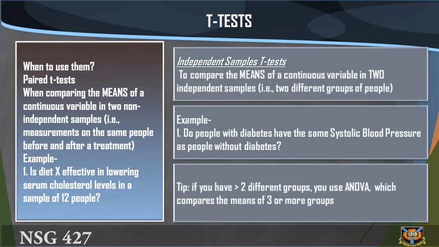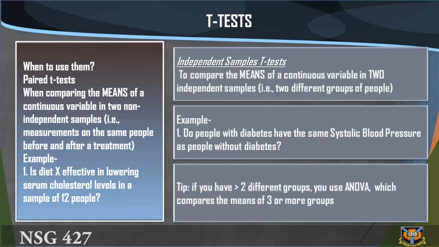When to use it? Paired t-test. When comparing the means of a continuous variable in two non-independent samples, that is, measurements on the same people before and after a treatment. Examples: 1. Is diet X effective in lowering serum cholesterol levels in a sample of 12 people? 2. Do patients who receive drug X have lower blood pressure after treatment than they did before treatment?